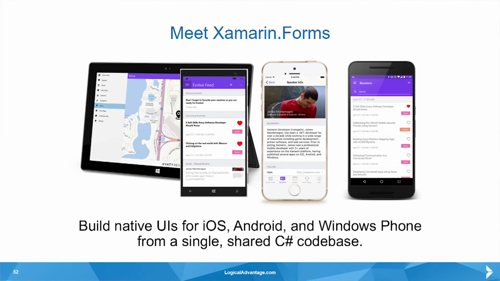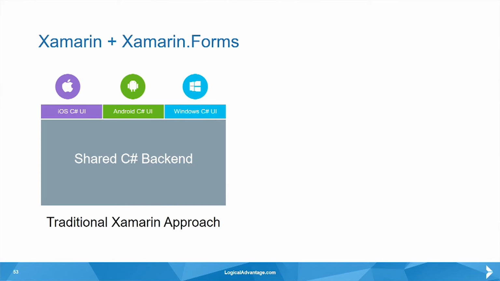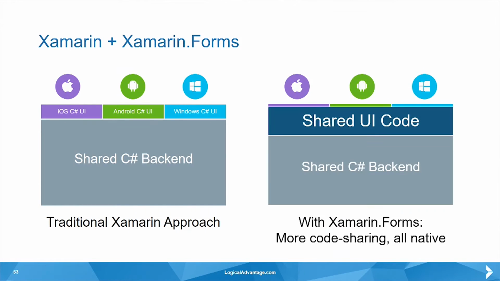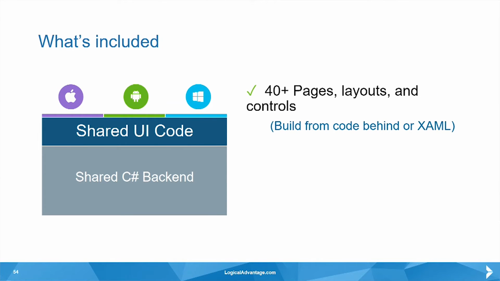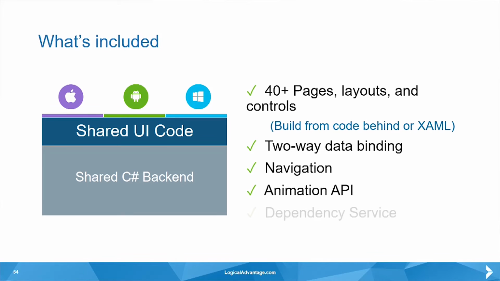So I'm going to talk a little bit about Xamarin Forms. This is if you're trying to write your UI once and target all the different platforms. This is the traditional approach, and with Xamarin Forms, you take out having to do separate UIs. You might have a separate project for each platform, but with Xamarin Forms, you have one project for doing the UI for all the devices. They offer 40 plus pages, layouts, and controls, two-way data binding, navigation, animation API, dependency service, and a messaging center.